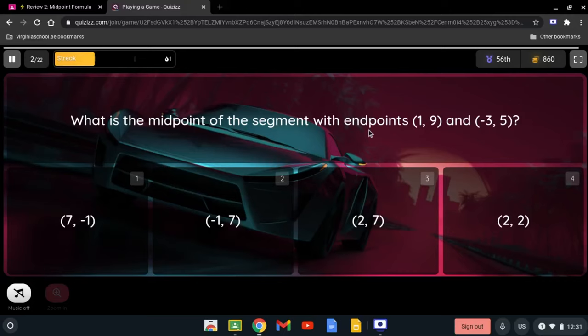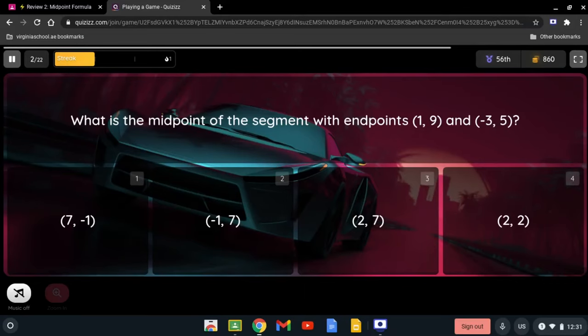What is the midpoint of the segment with endpoints 1, 9 and negative 3, 5? So first we're going to write down the midpoint formula, which is x1 plus x2 over 2, comma, y1 plus y2 over 2. So the first thing we're going to do here is replace x1 and x2. So x1 is 1, plus x2, which is negative 3, so 1 plus negative 3. So 1 plus negative 3 is negative 2. So we're going to write it down.